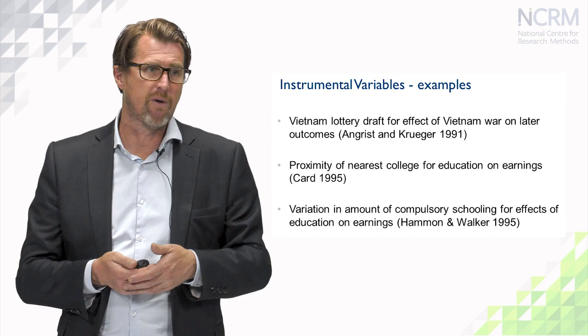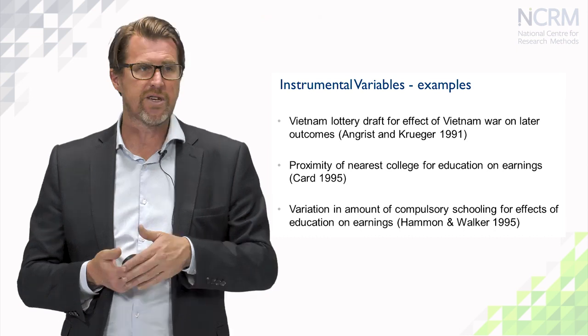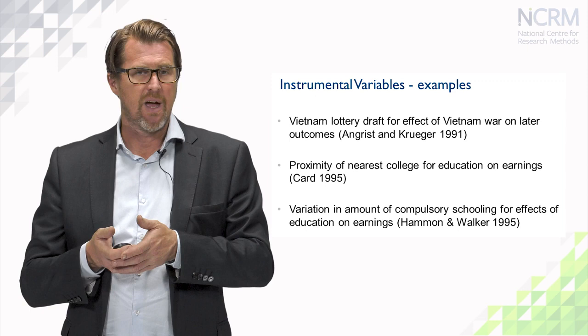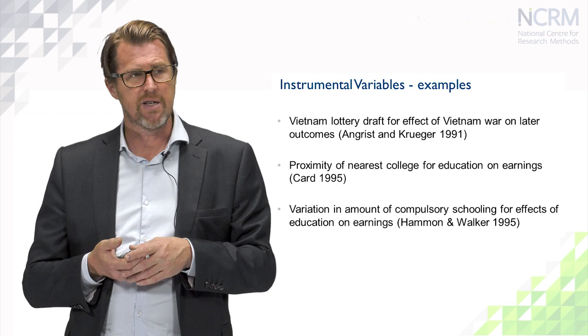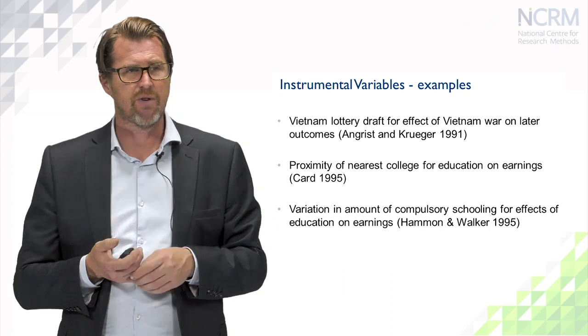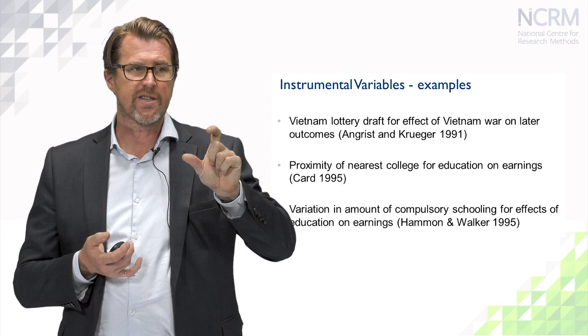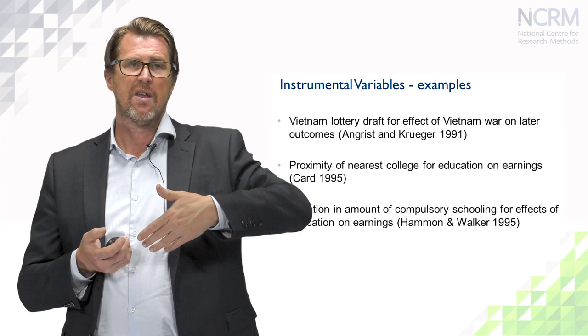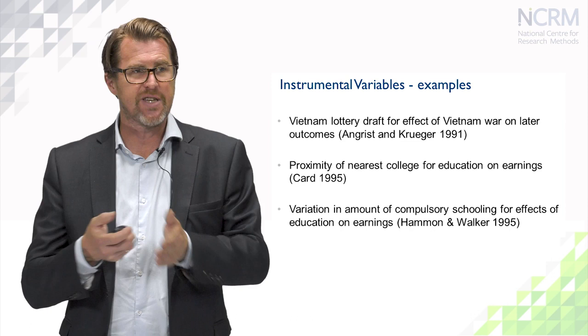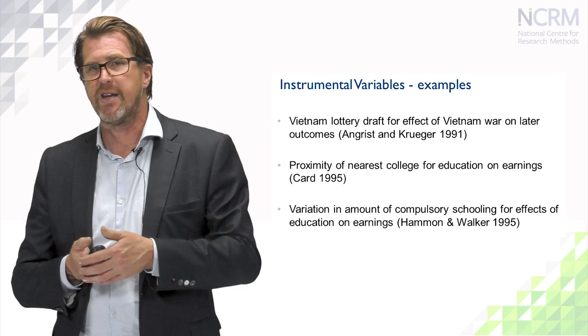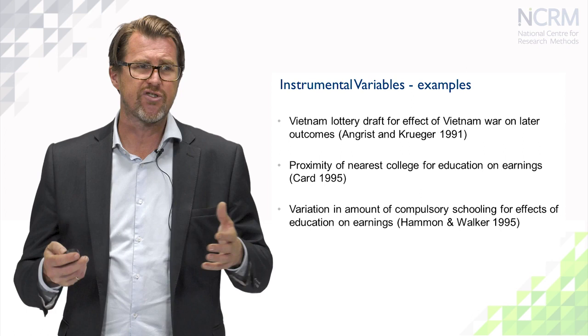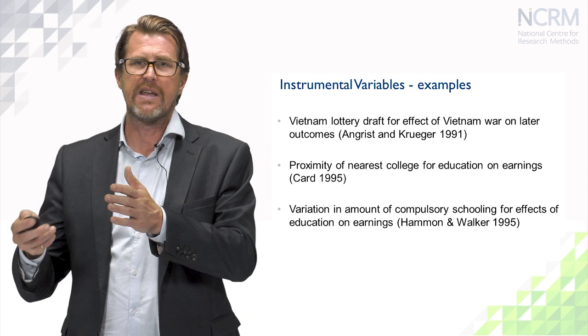The third example might be variability in the compulsory schooling age. This can vary across geographic boundaries. In US states, for example, have different compulsory schooling ages, or in the UK, there was an increase in the compulsory schooling age from 15 to 16 in 1973. And this can be used as an instrument for, again, the effects of education on later outcomes, such as earnings, because the policy change introduced random variability into how much schooling people obtained, but it wouldn't have had any direct effect on earnings. So those are some examples of instrumental variables, and should give you an idea that you have to meet some quite strict requirements to be a good instrumental variable.